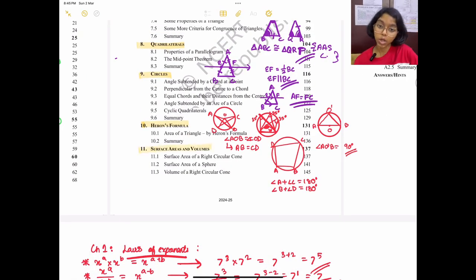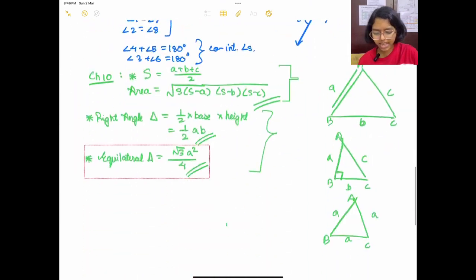Yes, this also has lots of formulas in it. You need to remember them. These are very important as well.